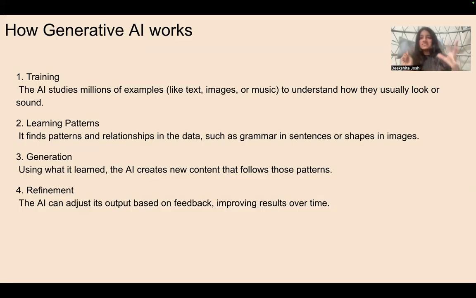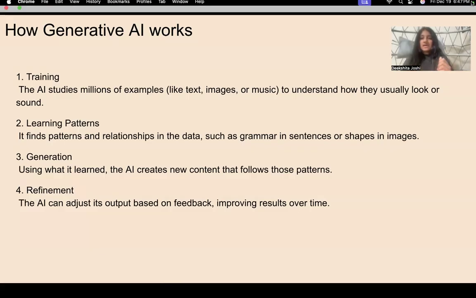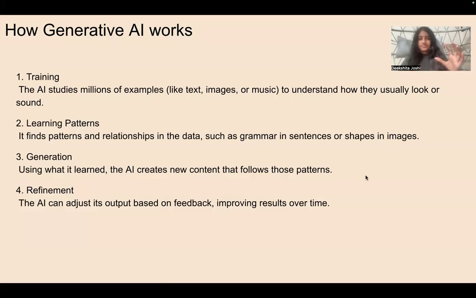Second step, it learns the patterns. Without learning the patterns, it cannot do its main generation part. So it basically finds relationships in the data, for example shapes in images, sentence grammar, lyrics, and music. It literally relies on all of that, and based on that, it understands, oh, this is how I need to create the image.